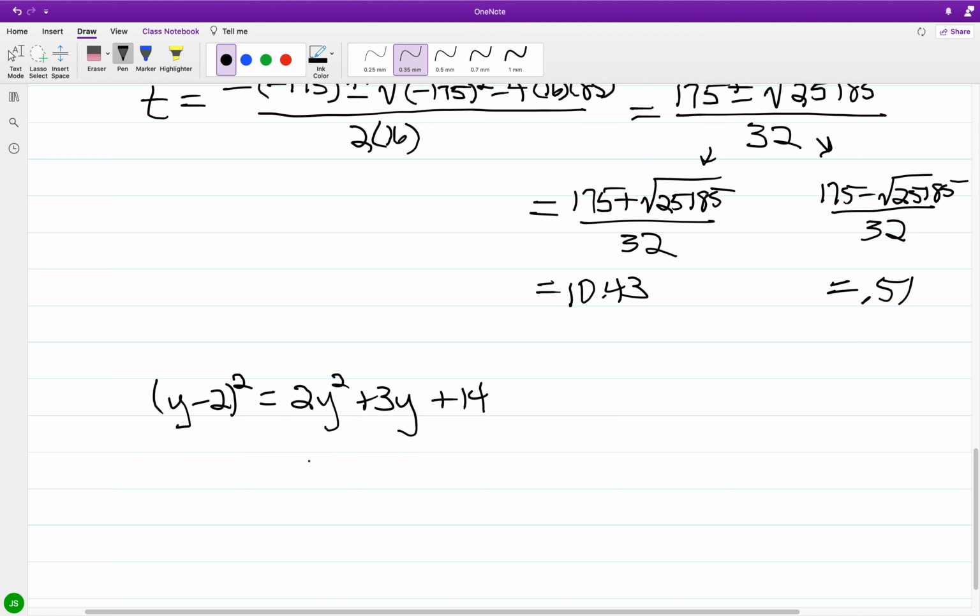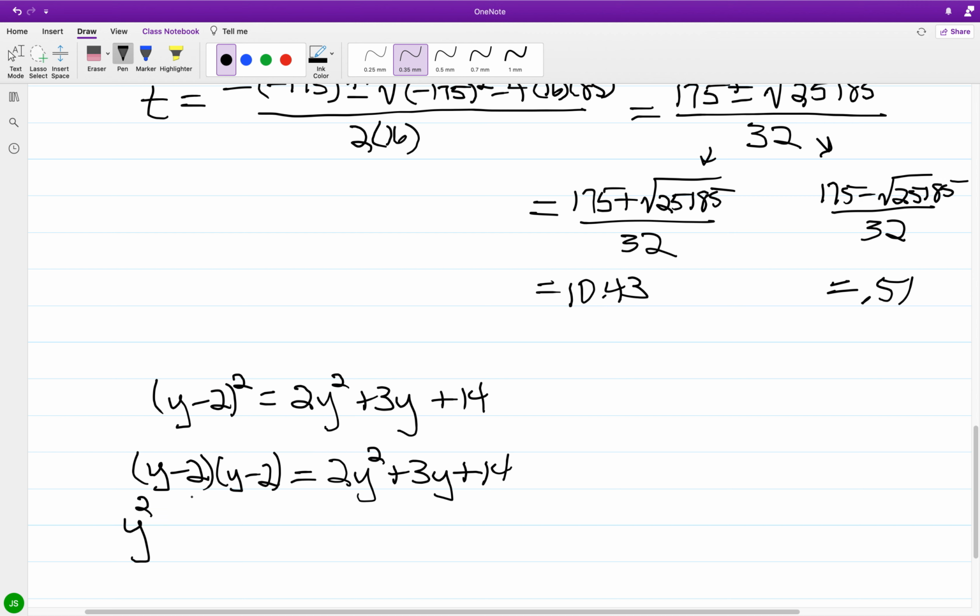Okay, so for this equation, y minus 2 squared, again, this means that in terms of multiplying, we have y minus 2 times itself, and again, equal to 2y squared plus 3y plus 14. For y minus 2 times itself, if I FOIL out, we have y to the second, and negative 2y twice will combine to negative 4y, and we have plus 4 is equal to 2y squared plus 3y plus 14.